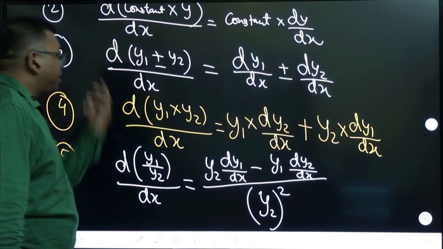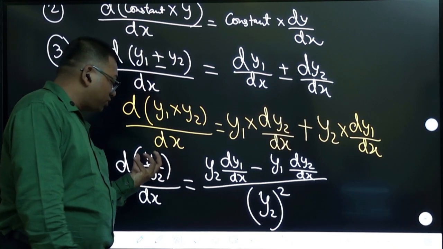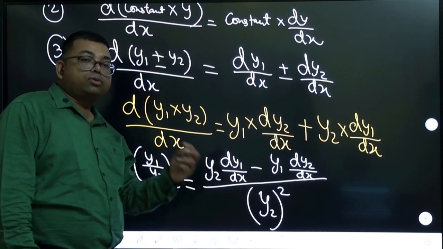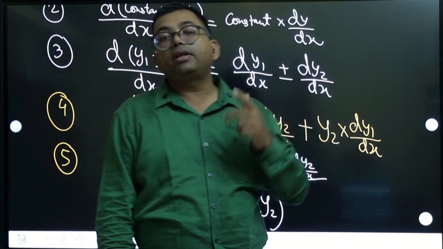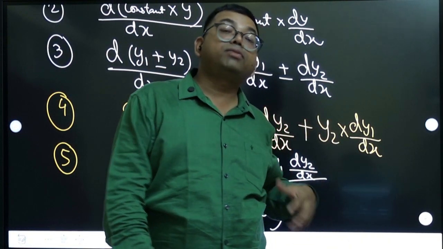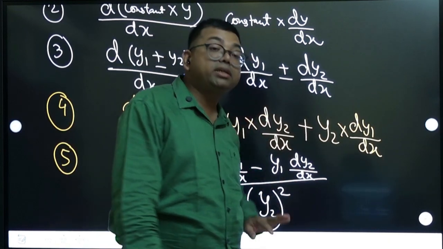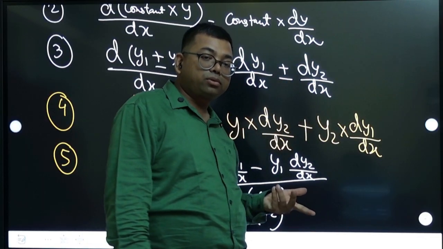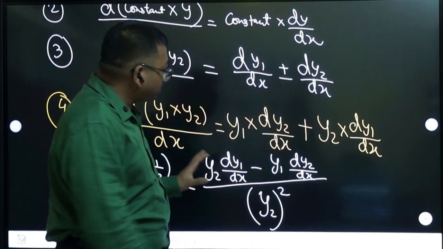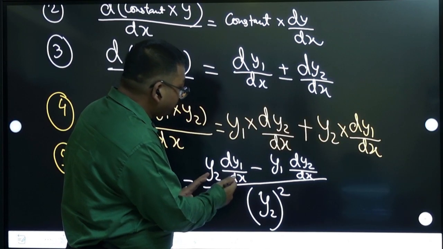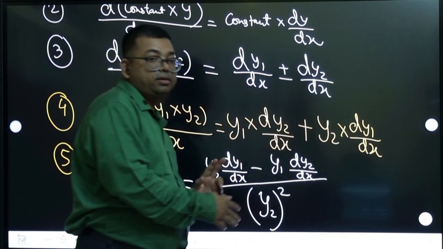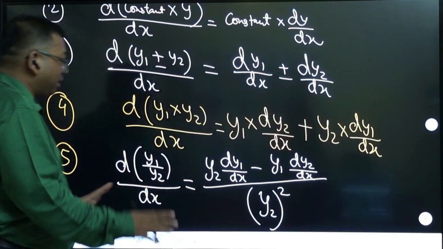One of the major applications is when this differentiation of y1 by y2 is 0. So here is one shortcut: whenever the differentiation of y1 by y2 is 0, directly put the numerator as 0, because the denominator will get multiplied with 0, and that will become 0. So numerator 0 means y2 into dy1 by dx is equal to y1 into dy2 by dx. That's a very important idea. I will give one example.